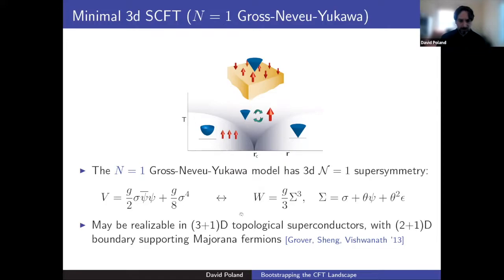Okay, so let me first show you some results for this model. Because it has supersymmetry, we can take advantage of the supersymmetry and impose, for example, that the scaling dimension of the epsilon operator is equal to the scaling dimension of sigma plus 1.